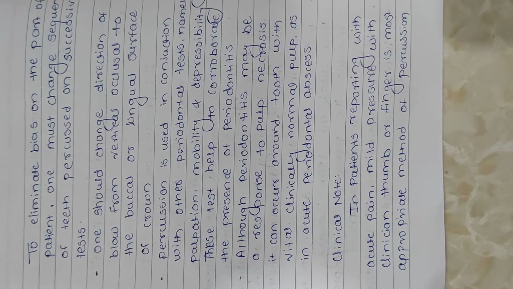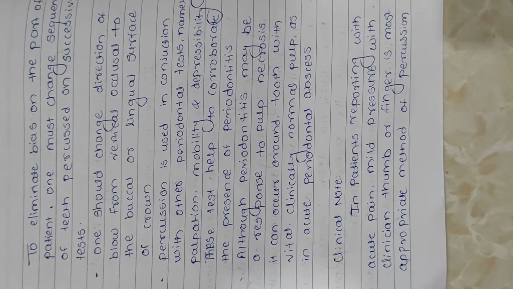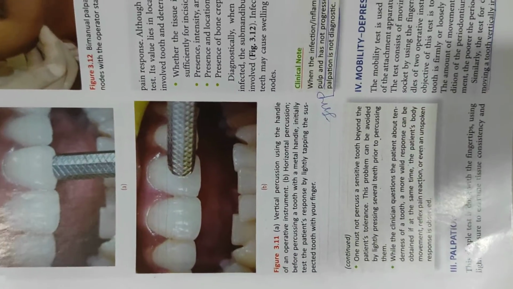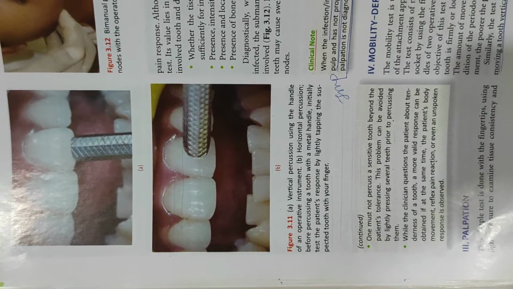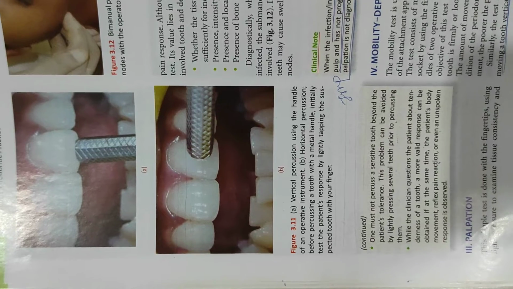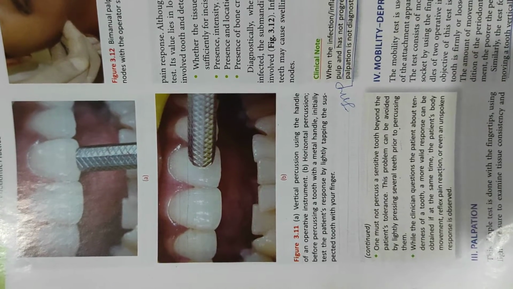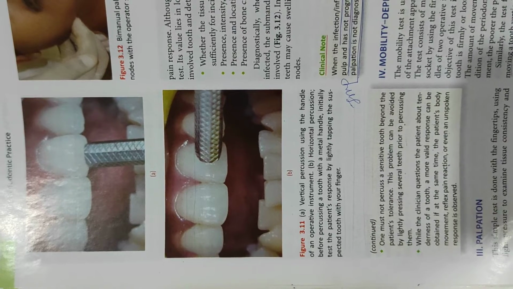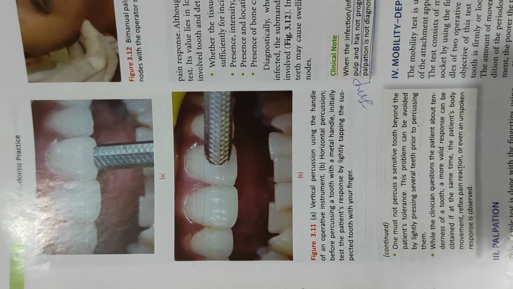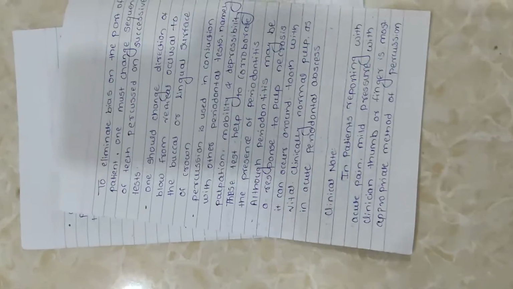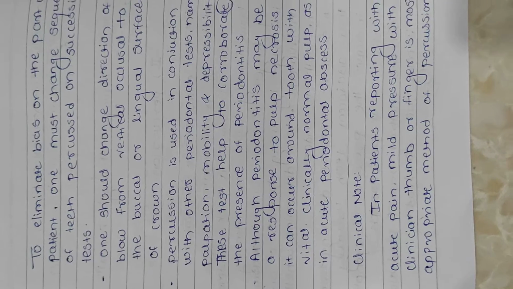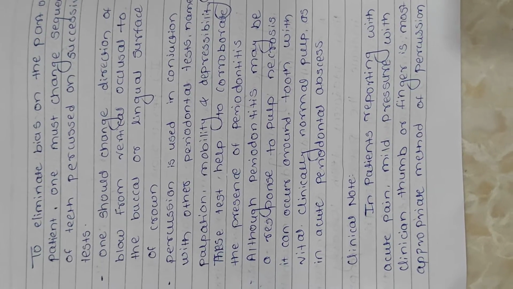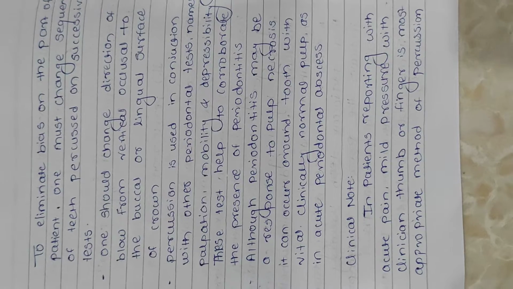Next point is one should change the direction of the blow from vertical occlusal to the buccal or lingual surface of the crown. In this figure they have shown vertical percussion using the handle of an operative instrument. In the second figure they have shown horizontal percussion. Before percussing the tooth with a metal handle, initially test the patient response by lightly tapping the suspected tooth with your finger. It means whenever you are doing percussion, do it first with your finger, then with increasing intensity you can use the instrument.